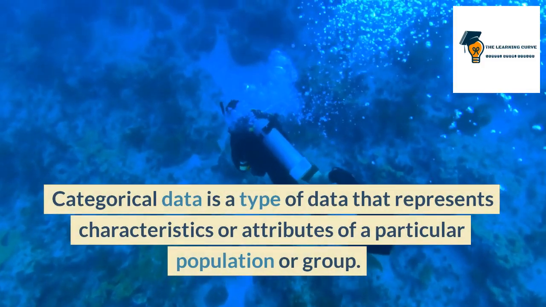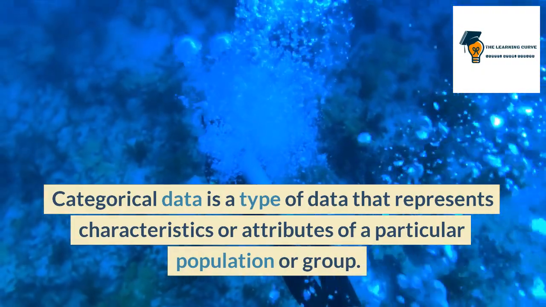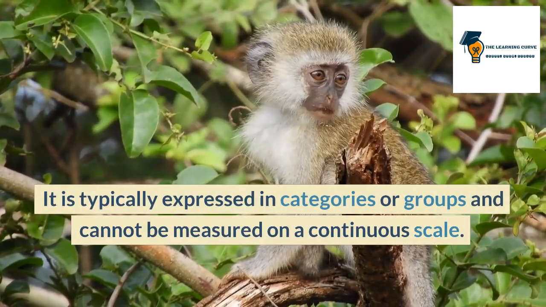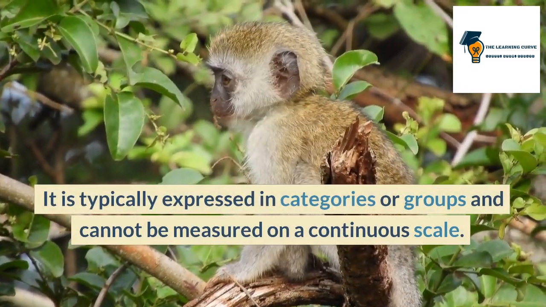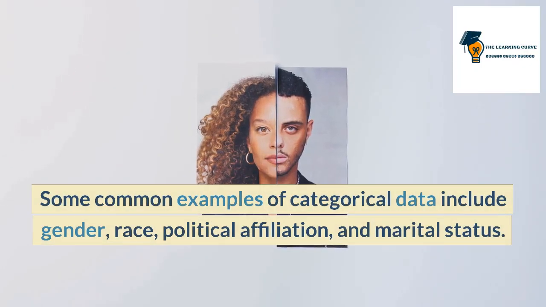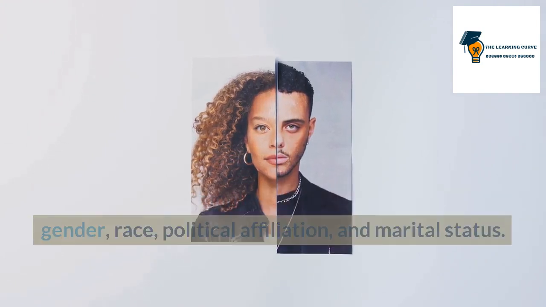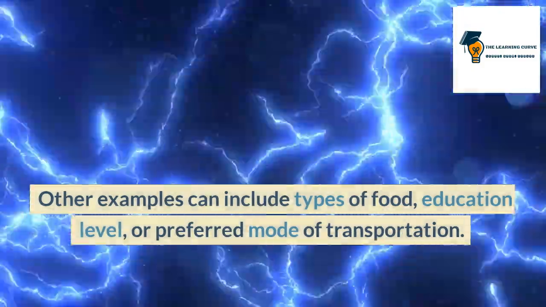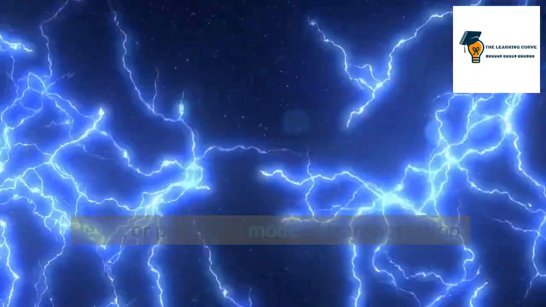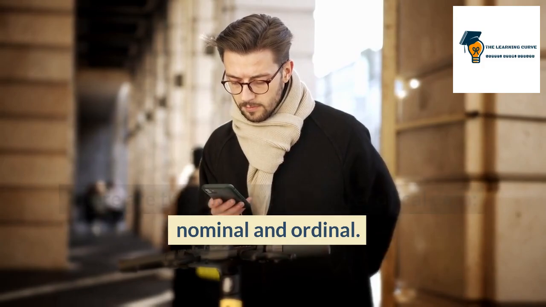Categorical data is a type of data that represents characteristics or attributes of a particular population or group. It is typically expressed in categories or groups and cannot be measured on a continuous scale. Some common examples of categorical data include gender, race, political affiliation, and marital status. Other examples can include types of food, education level, or preferred mode of transportation. There are two main types of categorical data, nominal and ordinal.